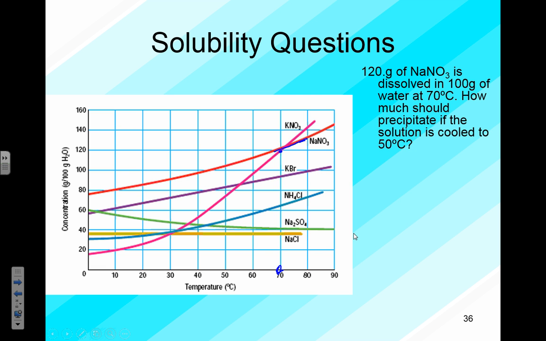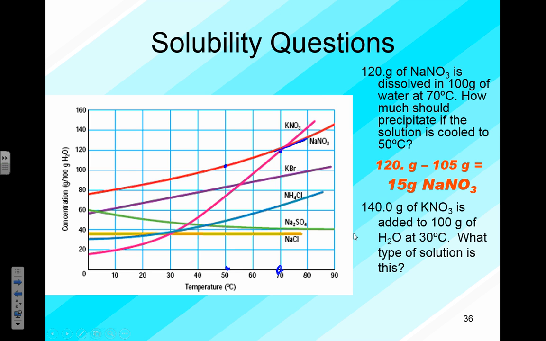Now when I go down to 50, so here's 50, and I'm looking at the red line, I can dissolve a little bit more than 100, not 120. So the difference between my 120, which is what I currently have at the high temperature, and how much I can dissolve at 50 is going to be how much should precipitate out and be sitting on the bottom. Now, when I look at that graph, it looks to me like it's about half of a half. So it's about a quarter of the way up. So I'm going to guess it's around 105. And you may not have exactly that, but you're probably going to be fairly close to it. So 120 minus 105 is going to be 15 grams of sodium nitrate should be sitting on the bottom. So another subtraction type problem.